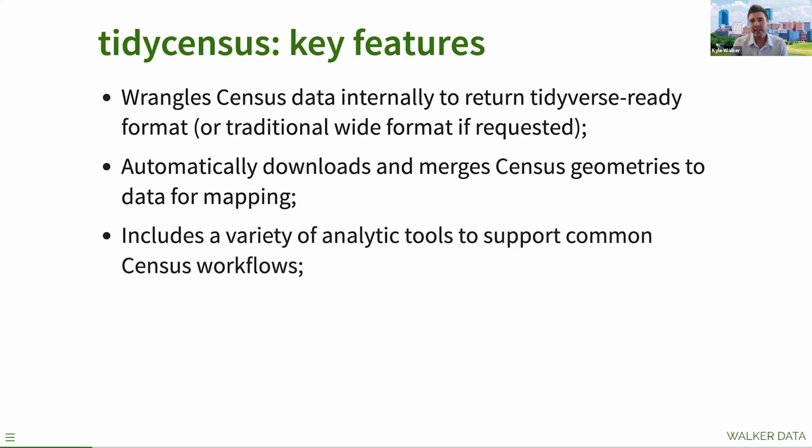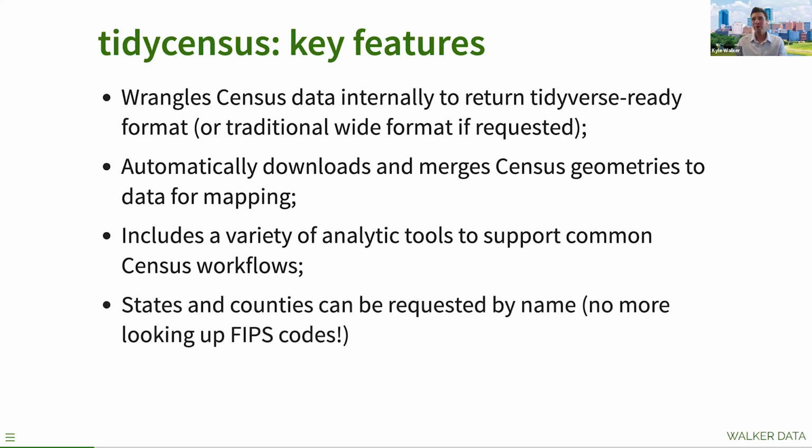It also includes a variety of analytic tools. I'll show you one of those tools today, and we'll work with some of them in 2 weeks as well to support common census data workflows. And one of my favorite features is I can never remember the FIPS code for anything other than maybe Texas, which is 48. You can just put in the name of a state or a county, and it gives you the data you want.